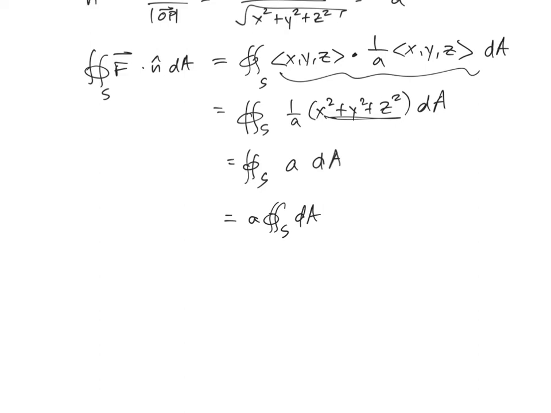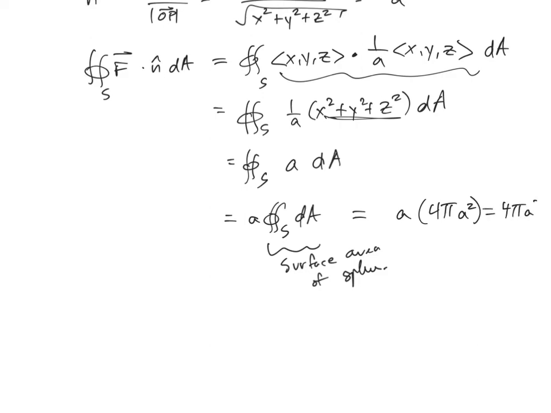Now, we don't know how to solve the surface integral yet, but remember, dA is a small patch of area on this sphere. If we add up the areas of all the patches on the surface of the sphere, we get the total surface area of the sphere, right? Which, if you Google it, is equal to 4 pi times the radius squared, which is a squared. So the result is 4 pi a cubed. That's the flux. Even though we don't know how to solve the surface integral yet, we could solve this one because the integral just turns out to be the total area of our sphere.